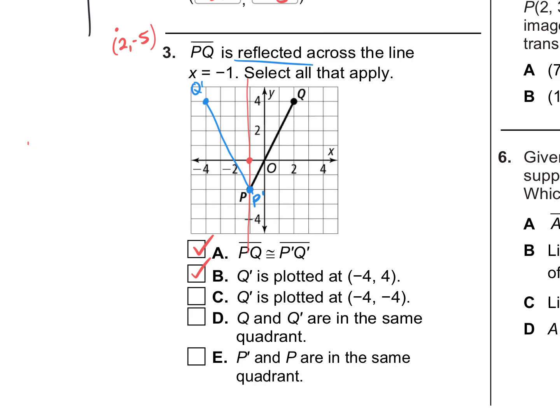What does quadrant mean? The four corners, right? The boxes. 1, 2, 3, or 4. Okay, so D is false. P prime and P are in the same quadrant. True or false? True. So I would select A, B, and E.